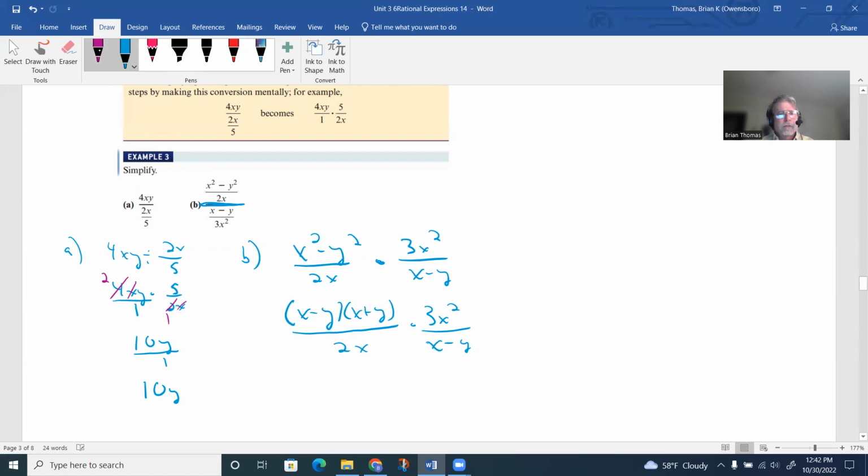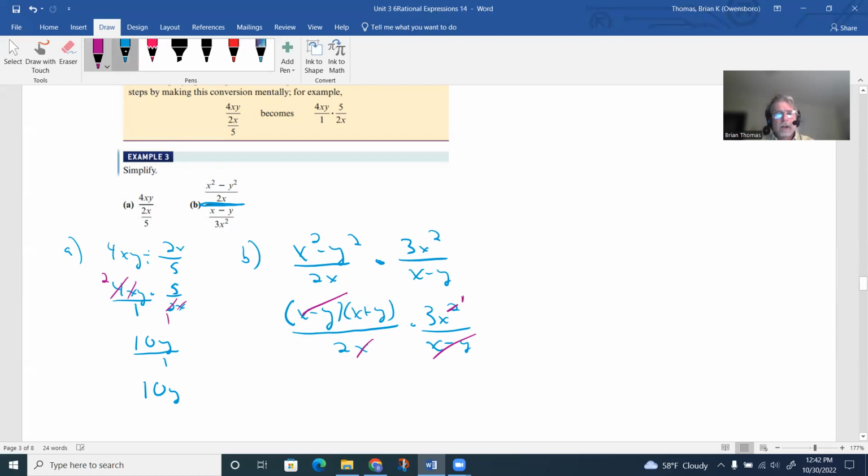So then we look for factors that we can cancel. Notice how this x minus y does cancel with this x minus y. Notice how the 3 and the 2 are numbers, but they don't have any common factors except for 1, and that's not going to do anything. But notice how the x's, I can cancel out an x. So this x is gone, and that just leaves me with 1x there, if you will.